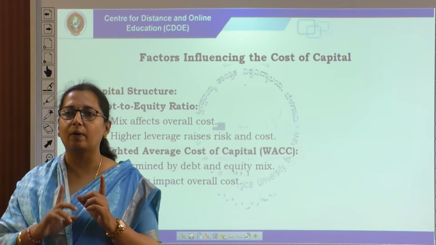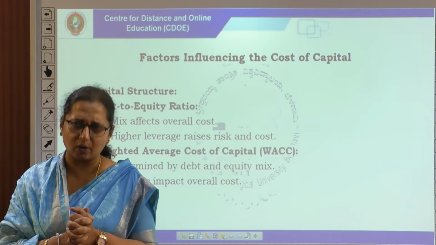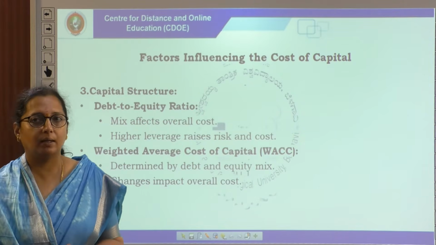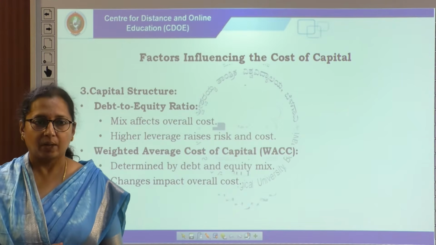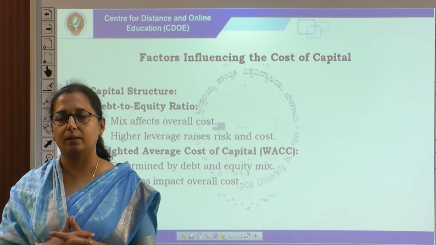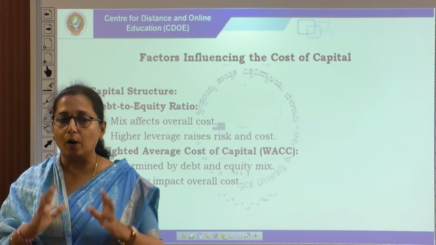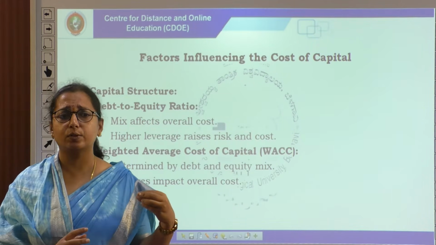Always debt should be 1 and equity should be 2, so that 1:2 ratio is maintained. We always try to explain those concepts, with debt as 1 and equity as 2, to meet the obligations of the company. A higher leverage raises risk and cost. Definitely, a higher debt combination in the capital structure will always have higher risk.